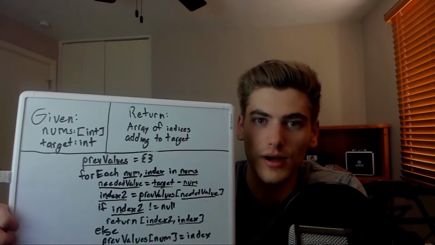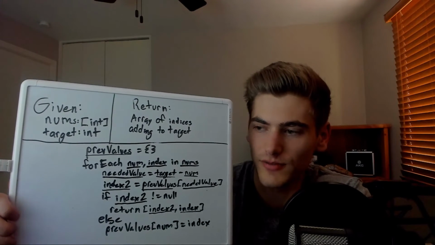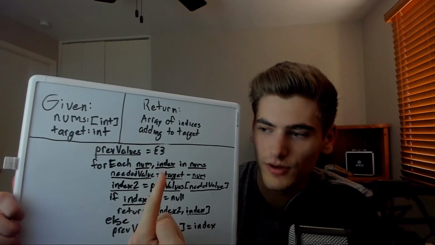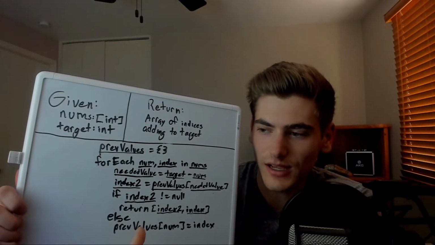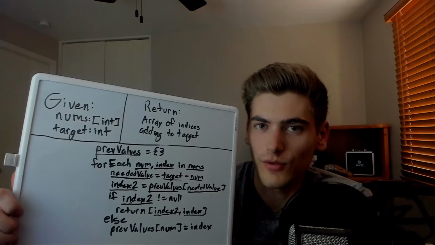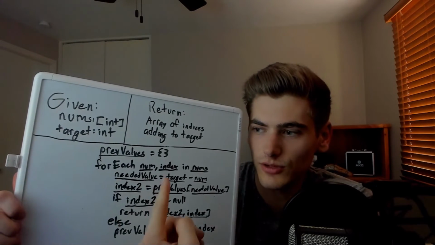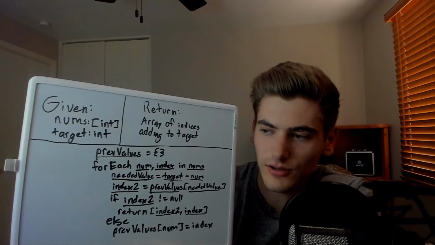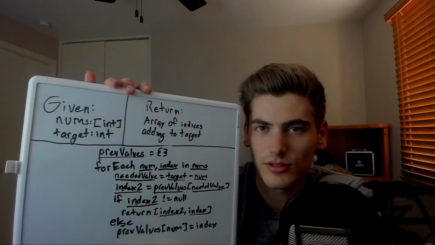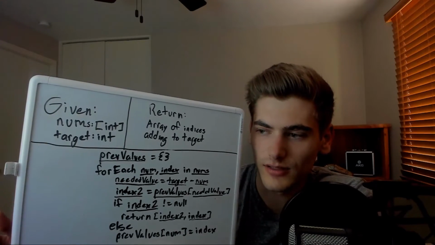So here I have our new algorithm, and it starts out very similar to our previous algorithm. We're looping through all the different numbers in our array, getting the number and the index, but there's no other for loops inside of here. The way that we're calculating if we've encountered the numbers that we need is we're using this previous values variable here to store all the previous values that we've encountered, to see if we have already encountered the value that adds up to make the target.